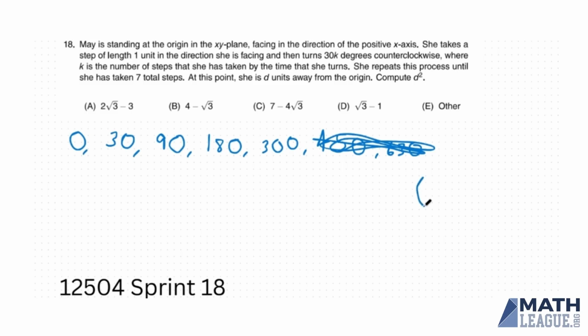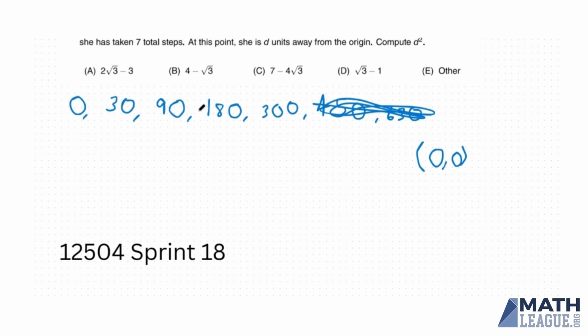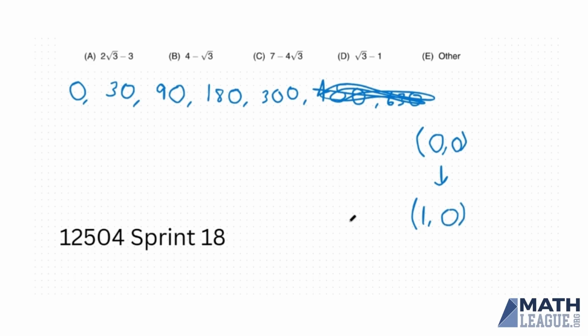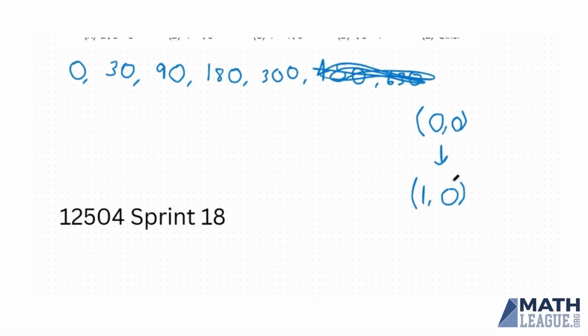And we know that she starts at the origin, 0, 0. Now for her first step, she steps 1 unit away, facing along the positive x-axis. So on her first step, she ends up at the point 1, 0. Then she turns 30 degrees counterclockwise, which, since she's moving 30 degrees over, she's going to end up at the point 1 plus root 3 over 2 and 1/2 after her second step.